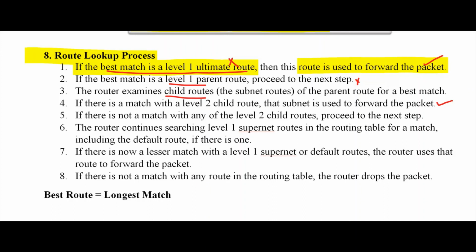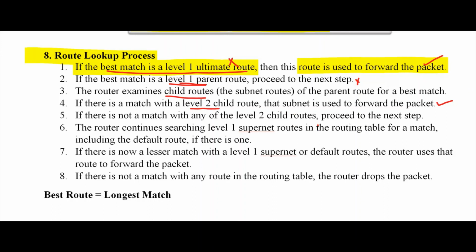Now first give more importance to the ultimate route, then go for the level 1 route, then go for the child routes. Then level 2, level 3 it goes on, but we have not studied level 2 child and all. So you go through the hierarchy in the same order.